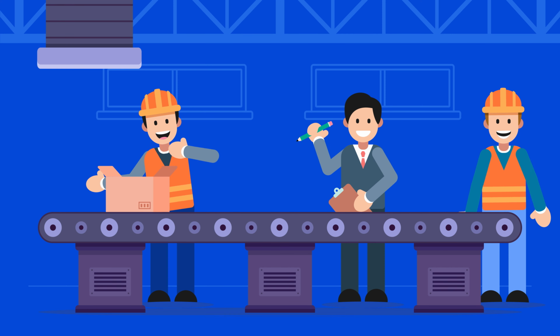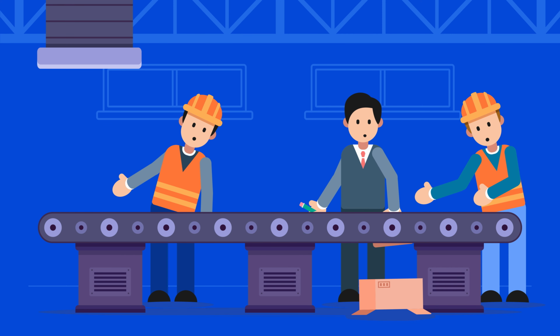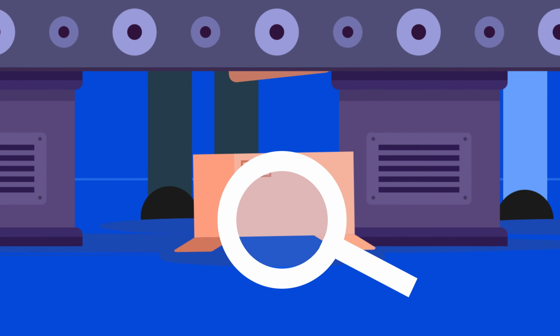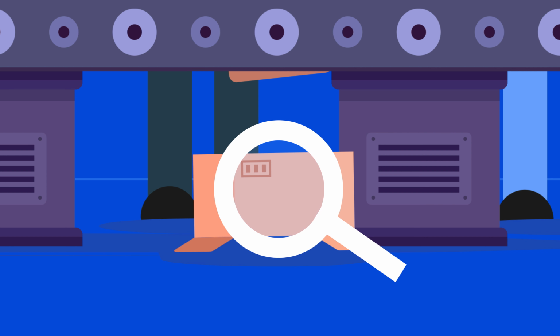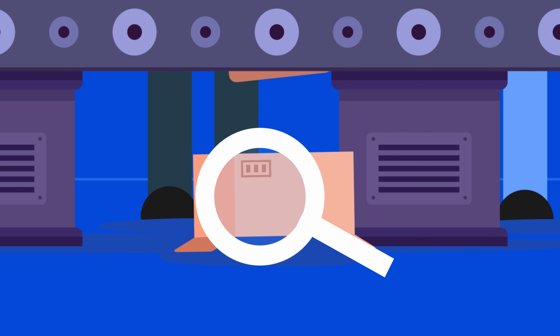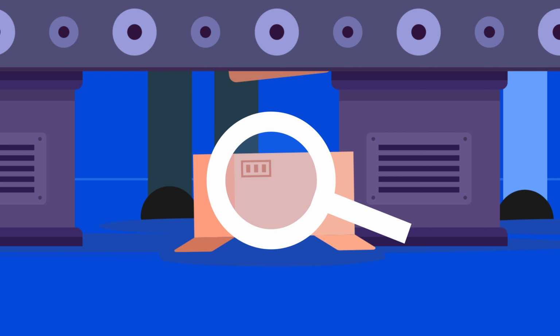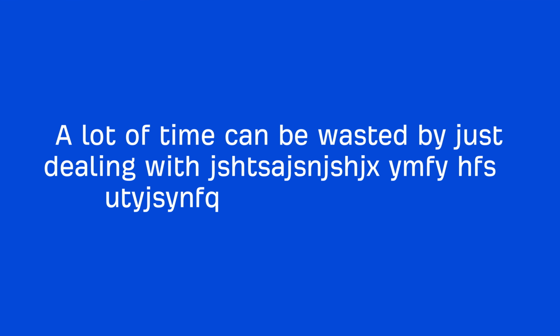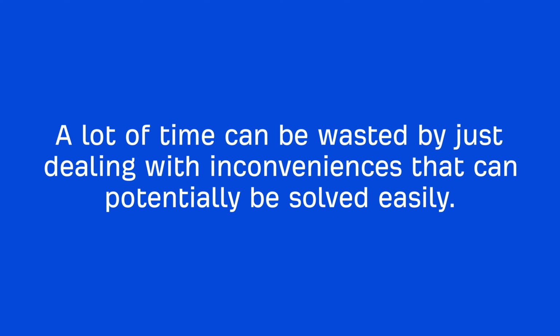Now, no system is perfect, and it's going to require some tweaking. So as you go through the process, be conscious of inefficiencies and blockers, and find ways to eliminate them with the people who are involved in these processes. And I can't stress how important it is to solve these quickly, because a lot of time can be wasted by just dealing with inconveniences that can potentially be solved easily.